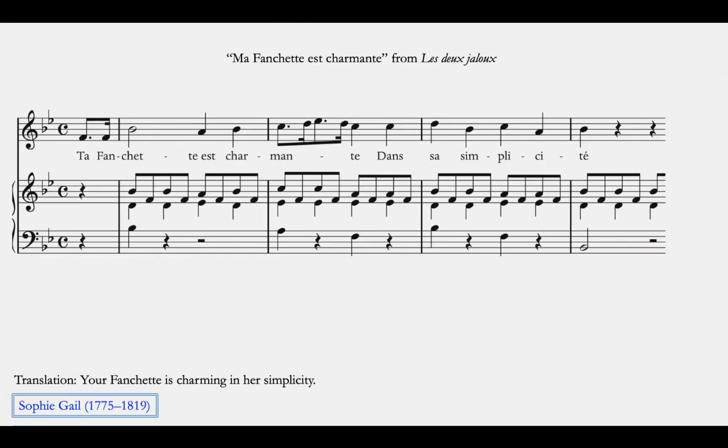Now let's do some analysis of a passage from a comic aria by the composer Sophie Gail.